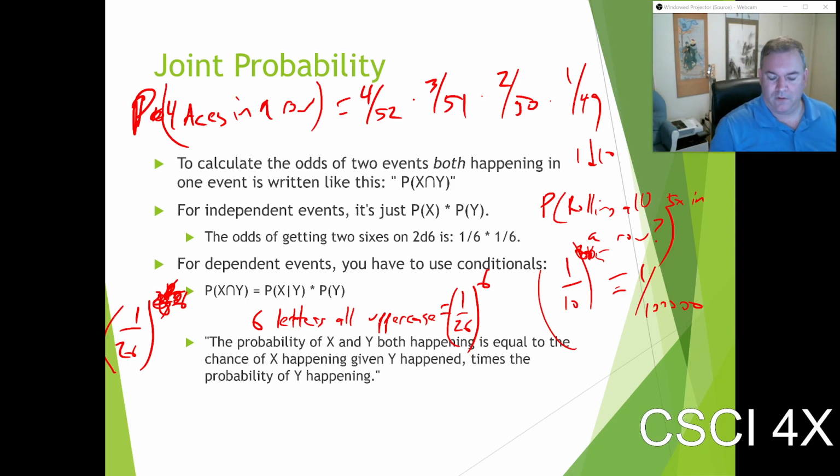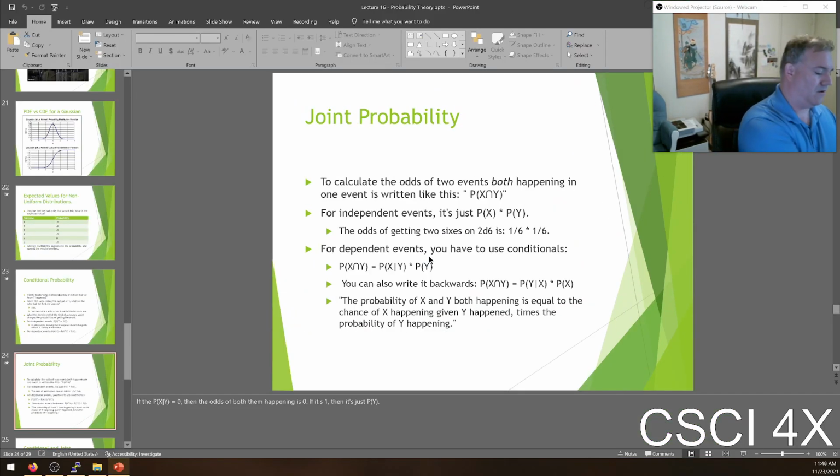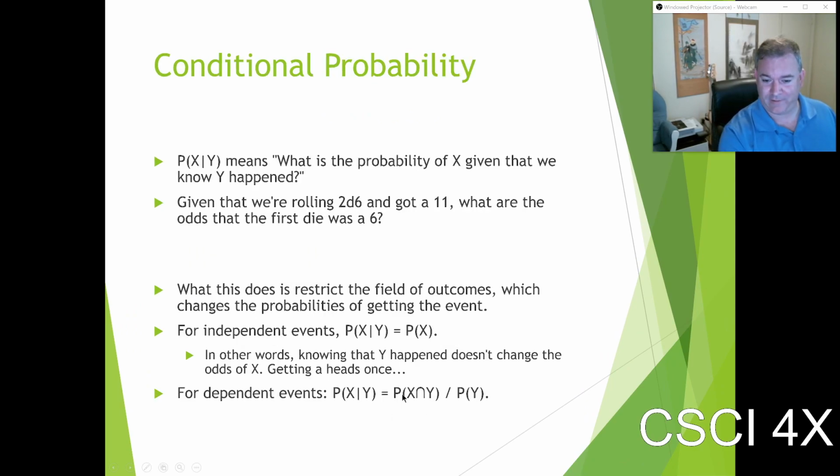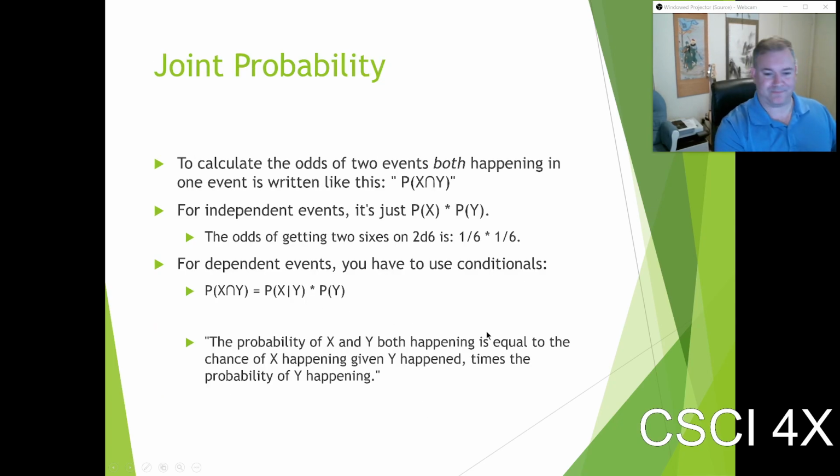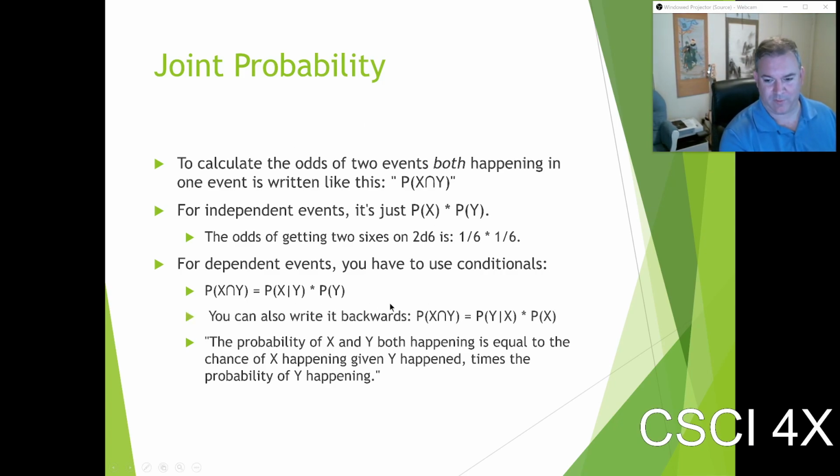Okay, so for dependent events, you might notice these things are defined in terms of each other. Look at that. The probability of x given y is equal to this divided by this, and if you just multiply both sides by the probability of y, you get this. It's the same equation, you just move the term over to the other side. So the probability of x and y happening is equal to the probability of x given y times the probability of y.